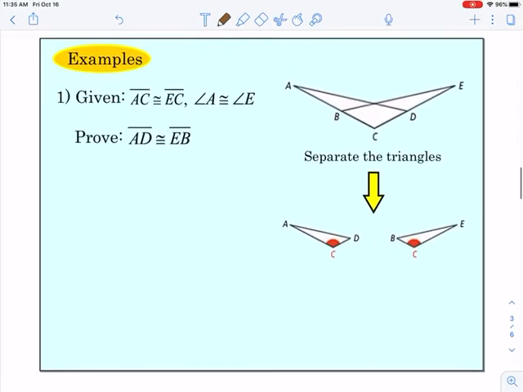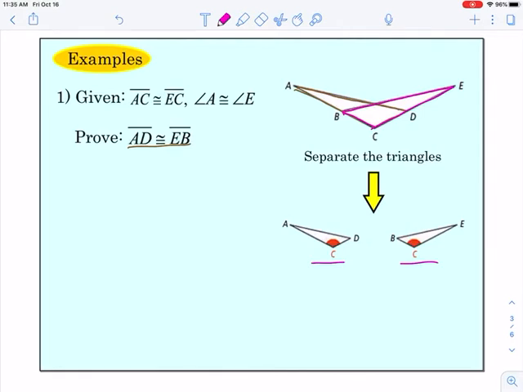Okay, so here we go with example number 1. We're given that AC equals EC and angle A equals angle E, and we want to prove that AD is congruent to EB. When I look at that picture, AD is going to be part of this triangle that I'm going to highlight in brown here, and EB, you can see, is that side of that pink triangle there. You can highlight them in color, or if you follow my yellow arrow down, you can see that I separated the 2 triangles here.